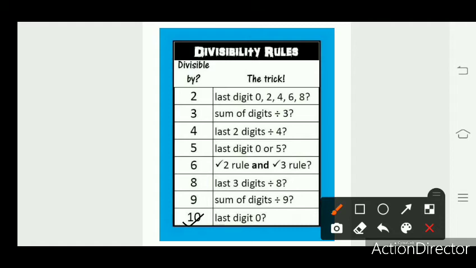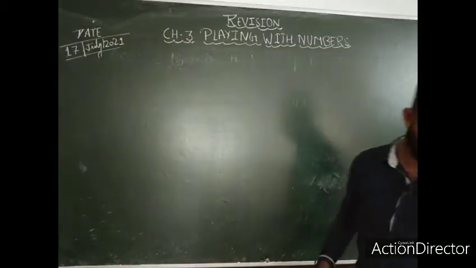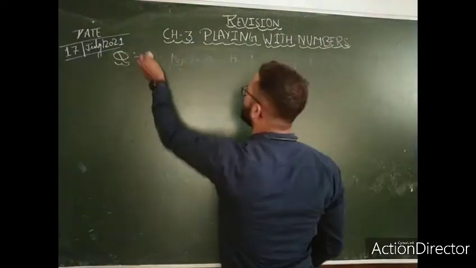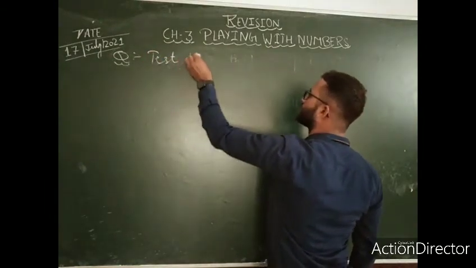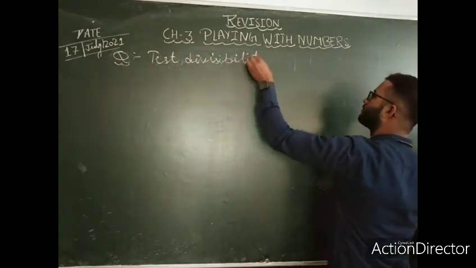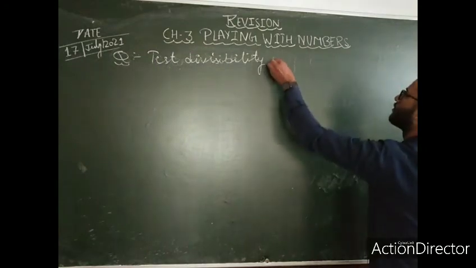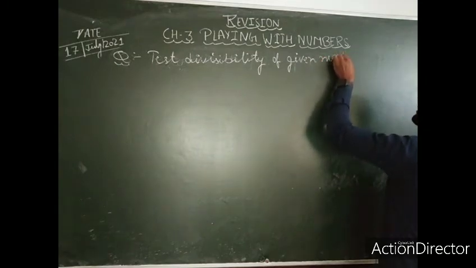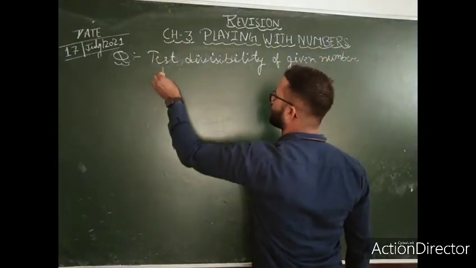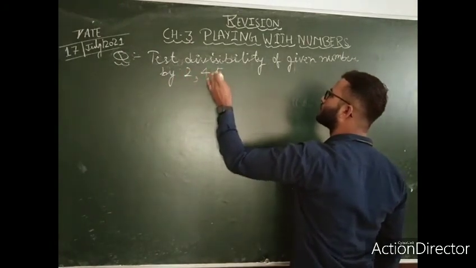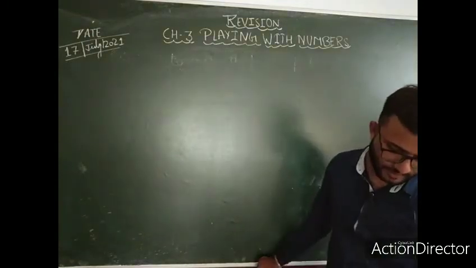Now here we solve questions related to divisibility rules and check divisibility. So now we take another example related to divisibility rules. Test divisibility of the given number by 2, 4. So here we take one example.